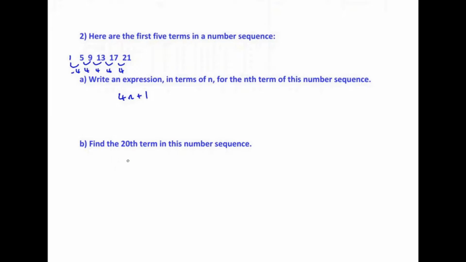Part B, find a 20th term in this number sequence. So n is going to equal 20. So we have 4 brackets 20 plus 1 that equals 80 plus 1, which equals 81. So the 20th term in this number sequence is 81.